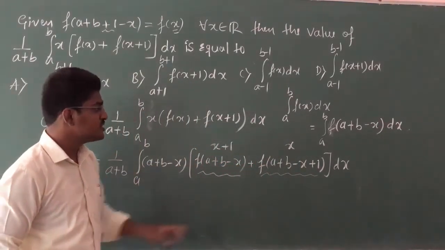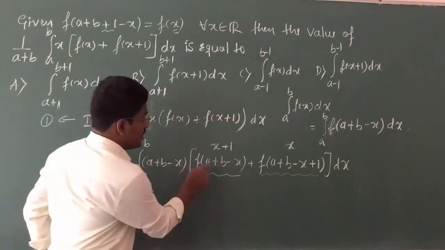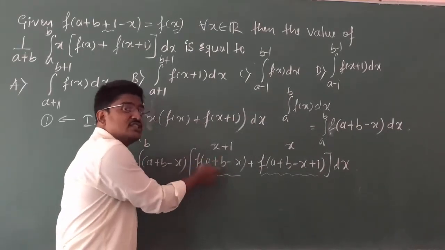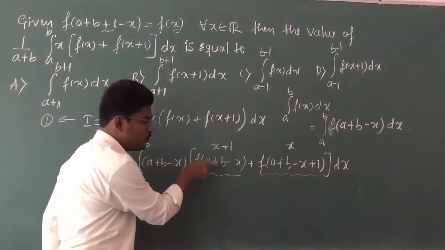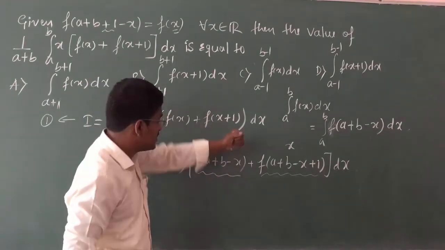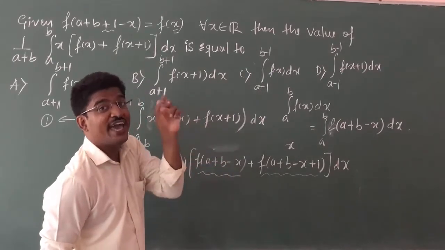If you get confused, this is straightforward. You can write f of x. If you see this, here plus 1 is missing. If plus 1 is present, this was also f of x. Here plus 1 is missing. So that's why I will write this term as f of x plus 1.